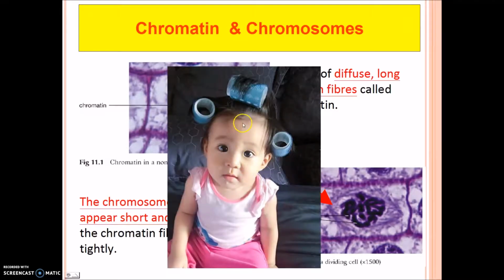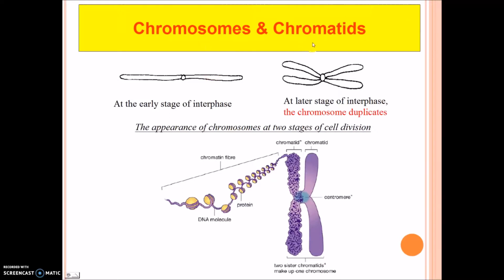After that, remember this little girl. Her hair is very long, so that's the chromatin. But the coil is the protein, so the DNA plus the protein coils up tightly and becomes chromosome. So remember this metaphor.